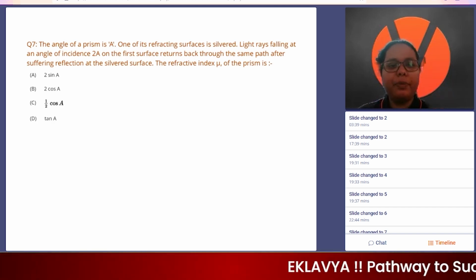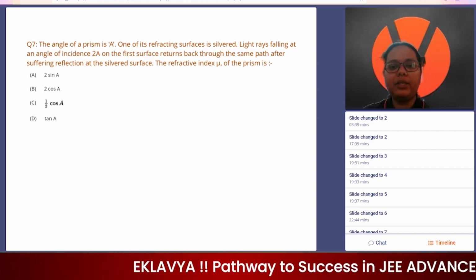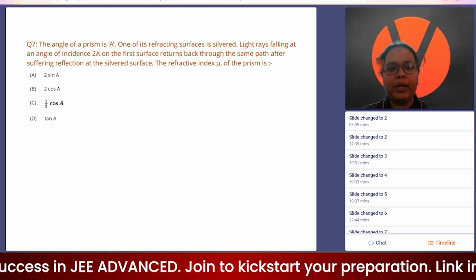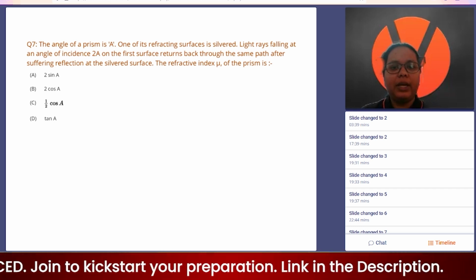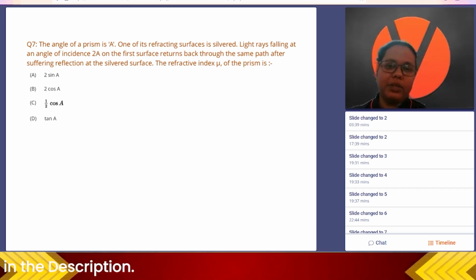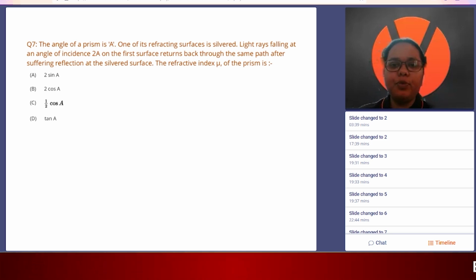The angle of a prism is A. One of its refracting surfaces is silvered. Light rays falling at an angle of incidence 2A on the first surface return back through the same path after suffering reflection at the silvered surface. The refractive index mu of the prism is?